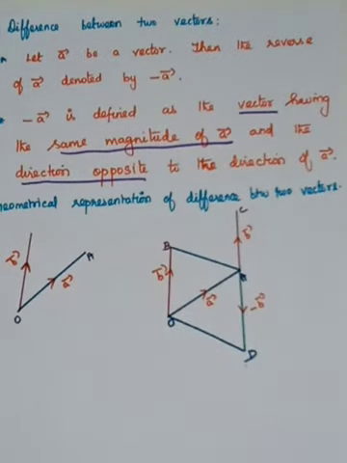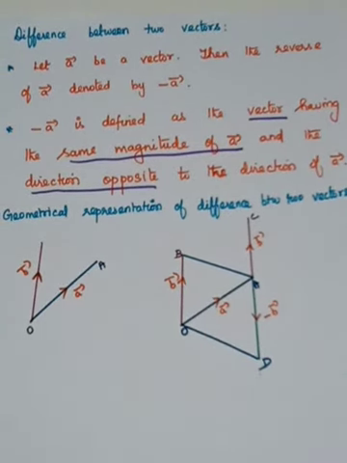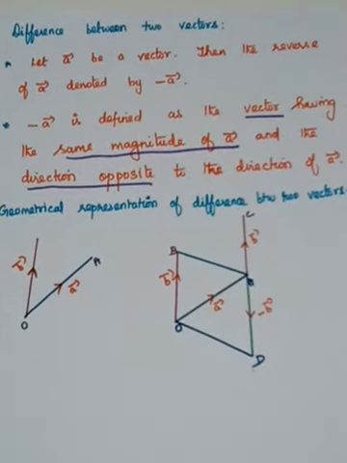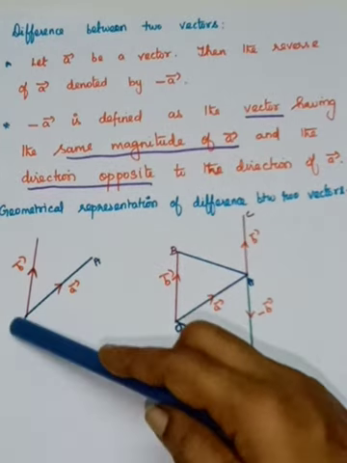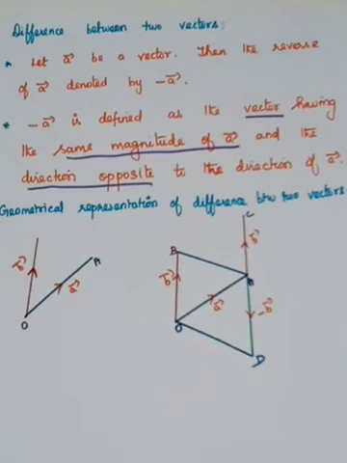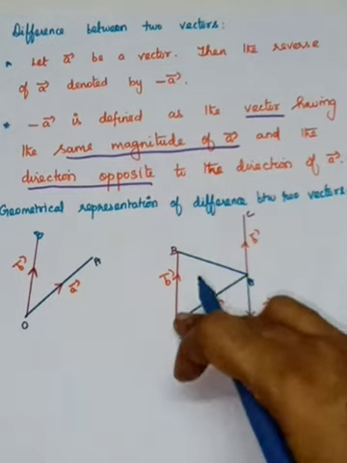Now we are moving to the geometrical representation of the difference between two vectors. We have seen A vector plus B vector, the sum of two vectors. OA vector and OB vector are the adjacent sides of the parallelogram, and their diagonal represents the sum of those two vectors. Here OA vector is A vector and OB vector is B vector.